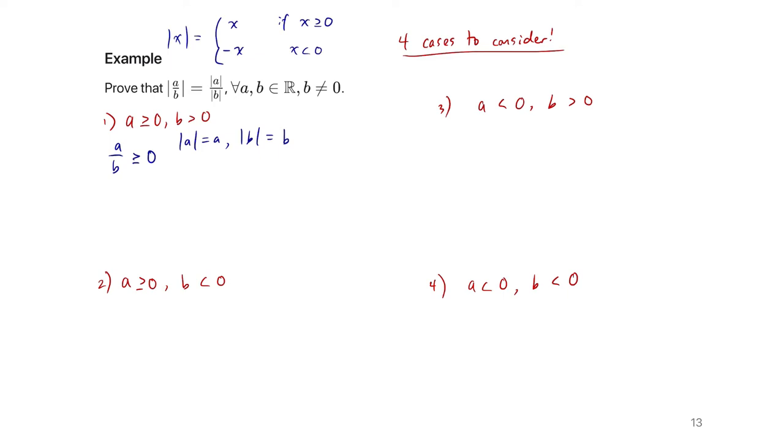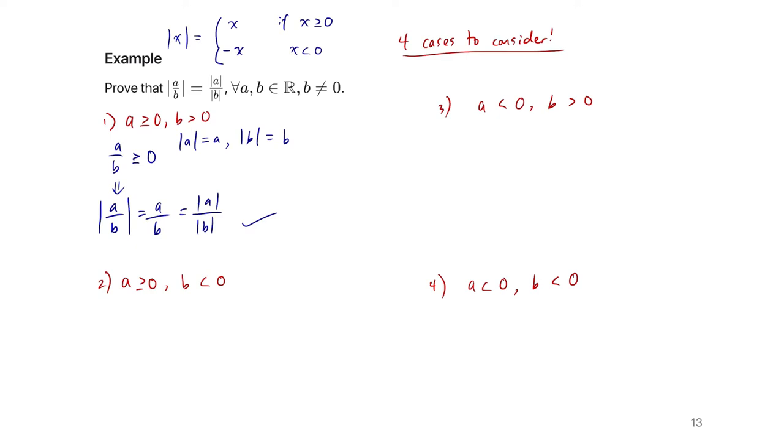And since we have A over B is greater than or equal to zero, if you look at the absolute value of A divided by B, well, since A divided by B is some non-negative number, its absolute value is just itself. Is that clear? So the absolute value of A divided by B is just A divided by B, because A divided by B is non-negative. But in this case, since A is non-negative, A is the same as the absolute value of A. And since B is non-negative, B is the same as the absolute value of B. So in this first case, it holds. Is that clear? So the first case, we didn't really have to do a whole lot. But in some of the other ones, it might be a little less straightforward.